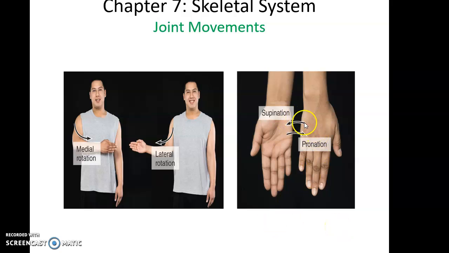Or you can think of it as if you have a flexed elbow joint, and your palms facing up. Supination is holding a bowl of soup. Pronation is pouring the soup out. Supination, pronation.